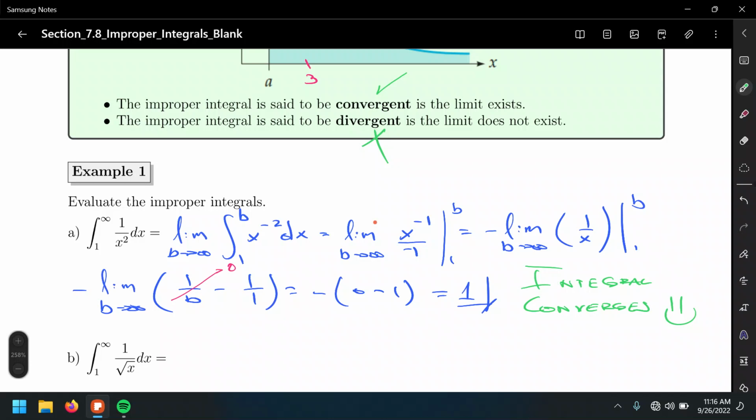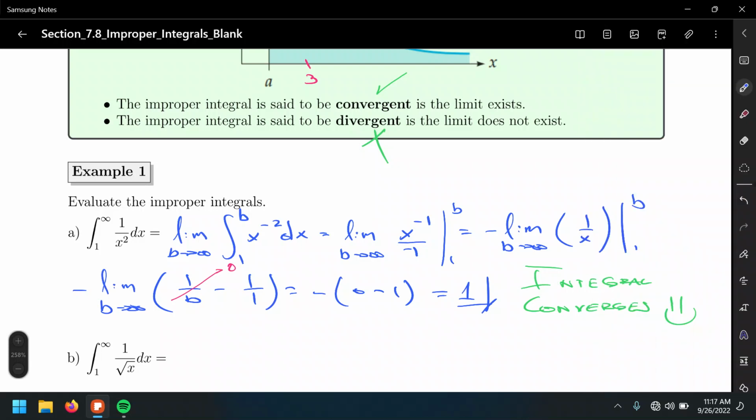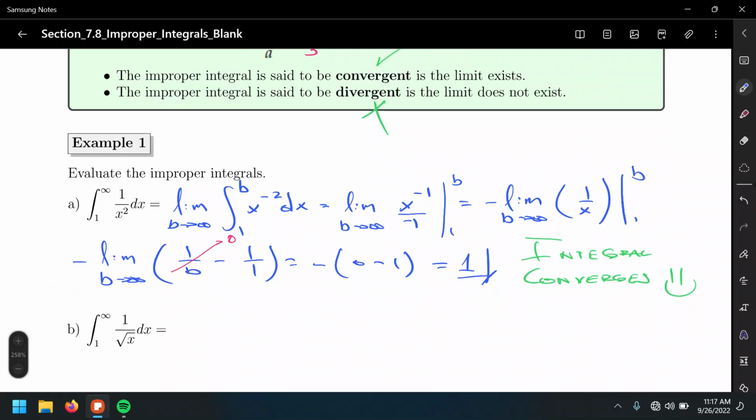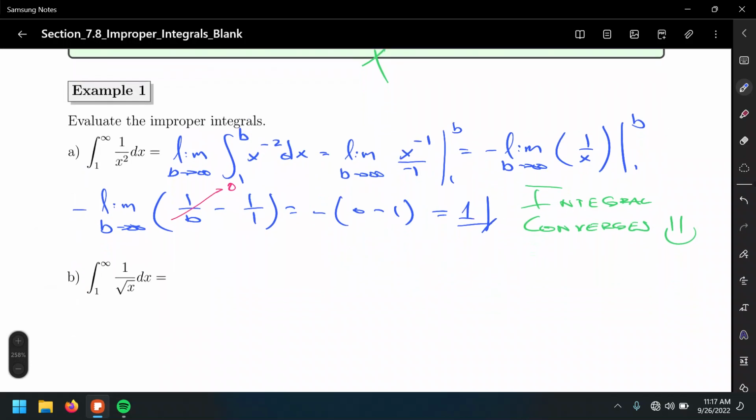Let's see what we get for the next example. Let's see if it's the same case. Will it converge? Will it diverge? Well, we'll see. So we have another improper integral that first of all we need to rewrite as a limit problem. In this case, we are going to change that upper limit of infinity as a b, and then redefine this as a limit having b approaching 1.